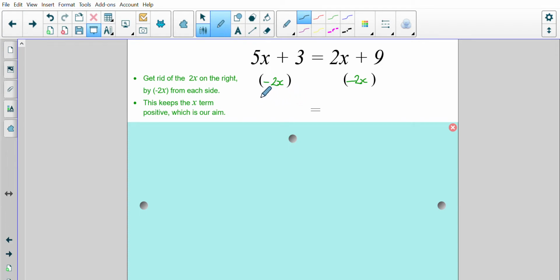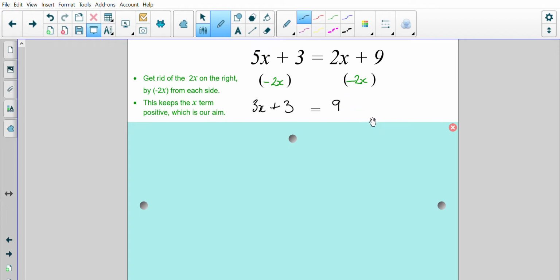If we take away 2x from the left hand side, 5x take away 2x is 3x, so I'm left with 3x plus 3. I can subtract the 2x from the 5x because they are like terms, they both have x's in. Remember, I can't subtract the 2x from the number because they are not like terms, they're not in the same bucket. So I subtract the 2x from the 5x to give me 3x, and I've still got my plus 3. On the right hand side, if I subtract 2x, that gets rid of my 2x, and I'm just left with 9.